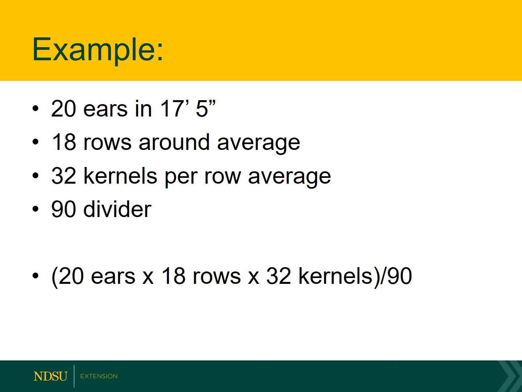So we take our 20 ears times by our 18 rows times by our 32 kernels, and we divide that by 90. And I'll give you a little bit of time, put that in a calculator, do what you want to do there. And our answer should be, which I double checked, 128 bushels per acre. If you're getting something else, let me know after watching this, and we can walk through it. You can contact me at the extension office and we'll go from there.